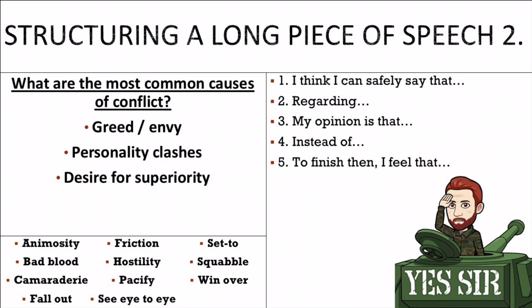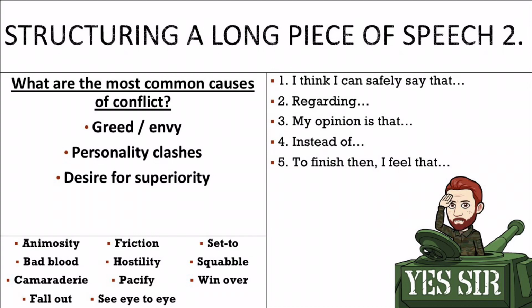So here we have our structure on the right, such as, I think I can safely say that, and then you could select one of the points to talk about. Moving on to another point, you could say, regarding personality clashes, it is certain squabbles which really cause friction between couples or friends, etc., etc. And then you can give your opinion.